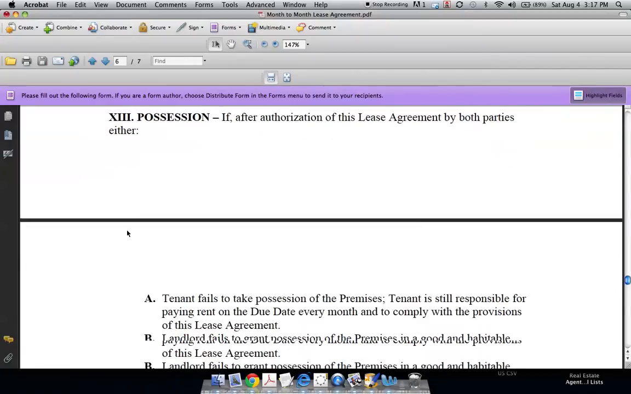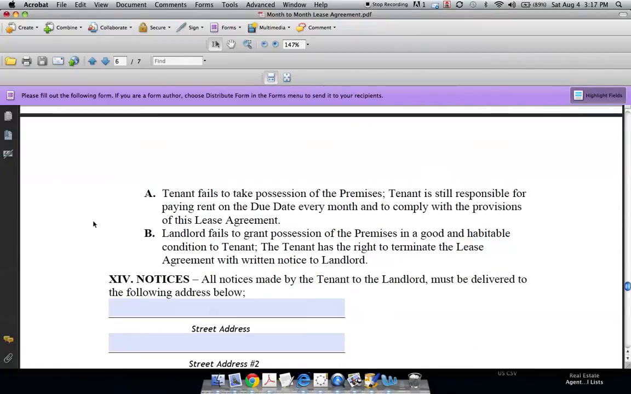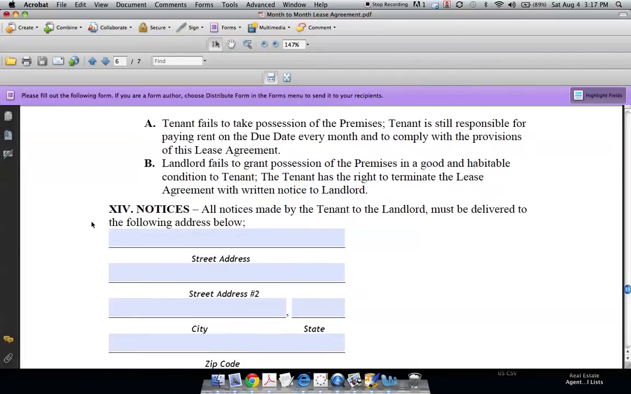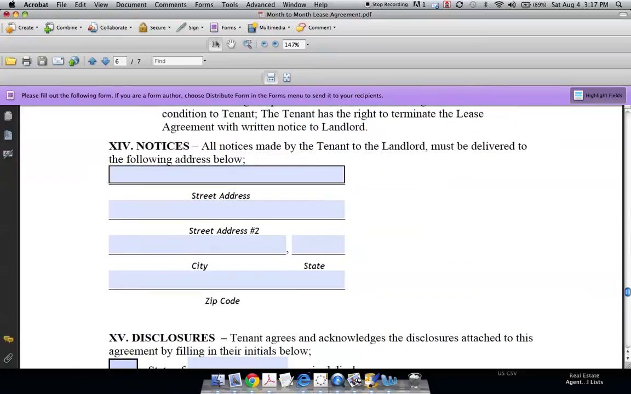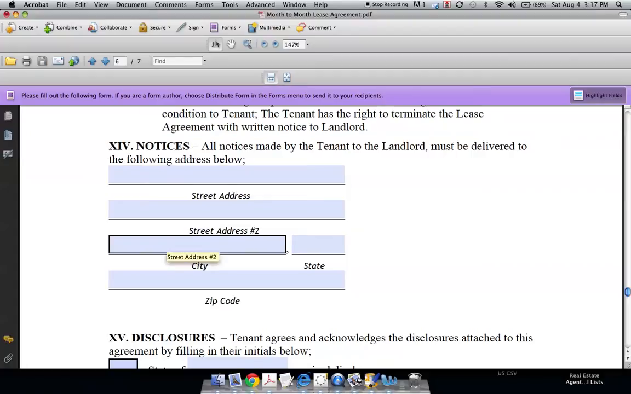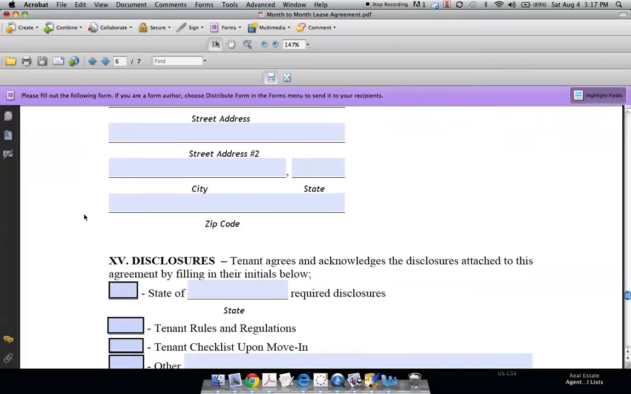Possession, this just talks about how the landlord has to give you the property during that whole year. And if there are any notices that the tenant wants to make to the landlord, this is the address that he'll send any and all notices. So the landlord wants to make sure to put their address in here.